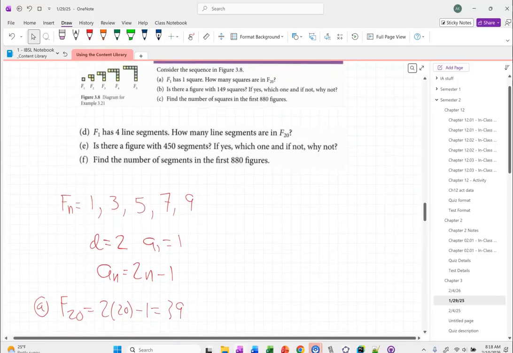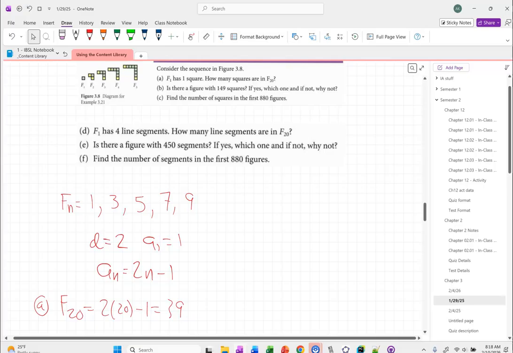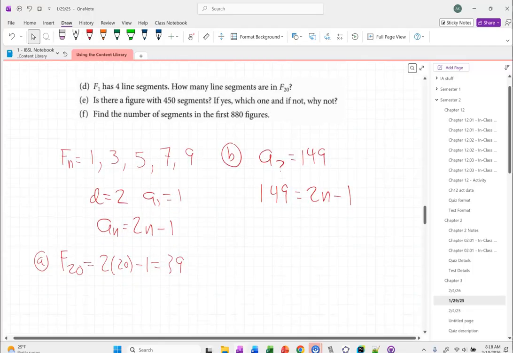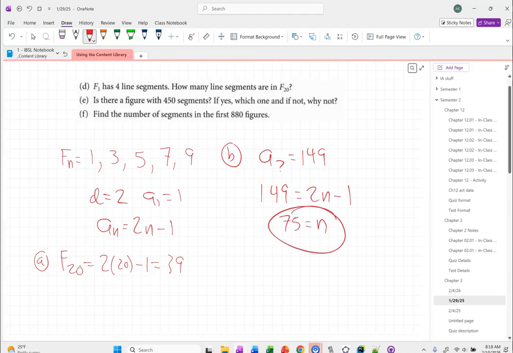Okay. Is there a figure with 149 squares? If yes, which one? If not, why not? Well, what I'm going to do is I'm going to say, okay, 149, is there an n where I get 149 out of this, right? So I'm just going to solve for n. So I add the 1 over, I get 150, and divide by 2. 149 is the 75th term in that sequence.